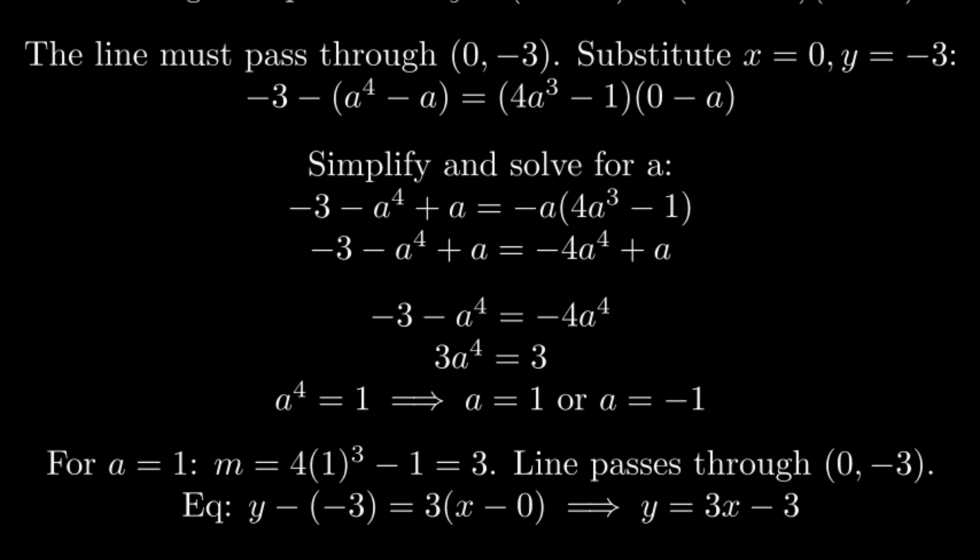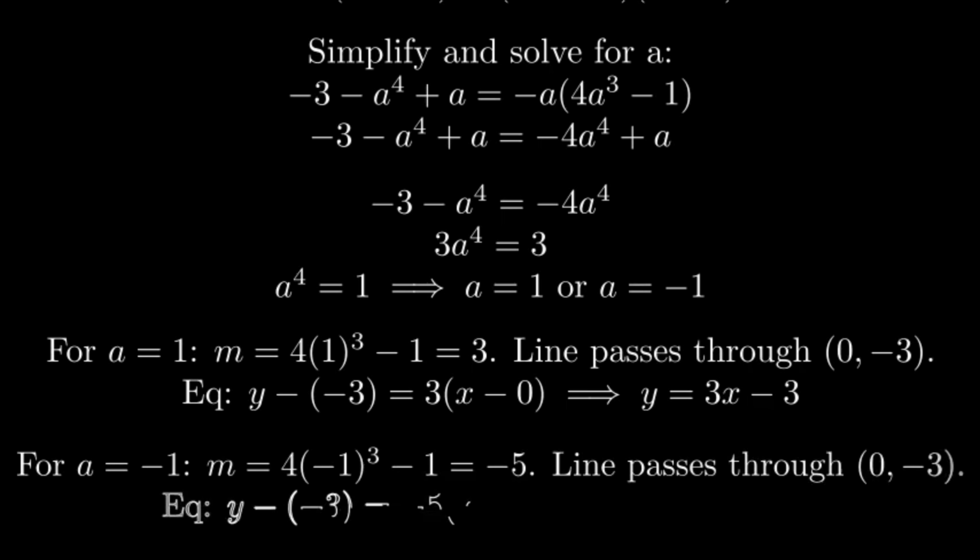The line has gradient 3 and passes through (0, -3). Its equation is y = 3x - 3. For a = -1, the gradient is m = 4 times (-1)^3 - 1, which is -5. The line has gradient -5 and passes through (0, -3).